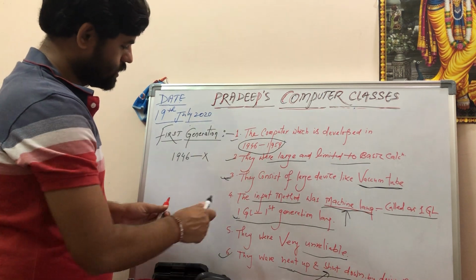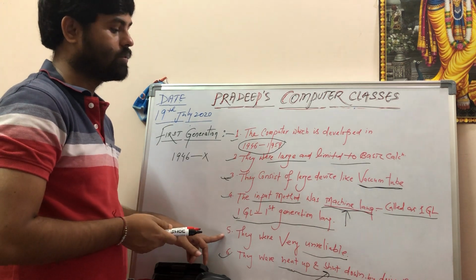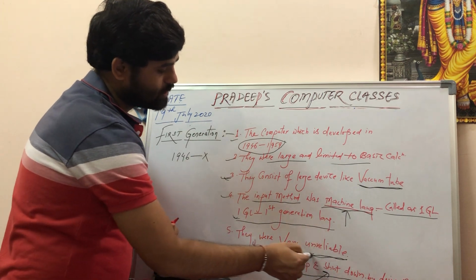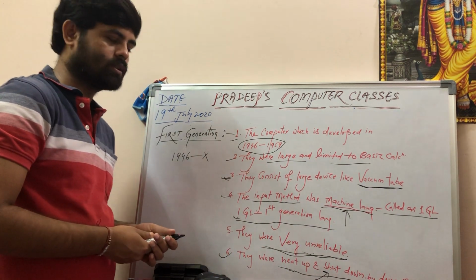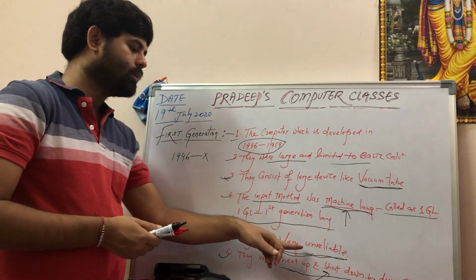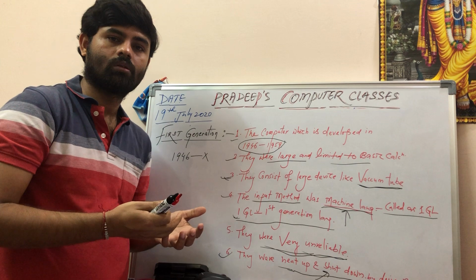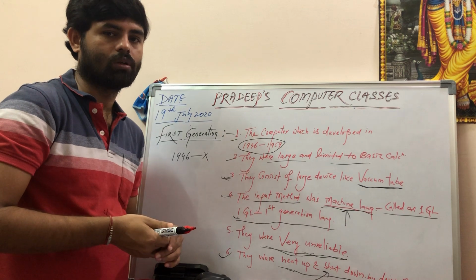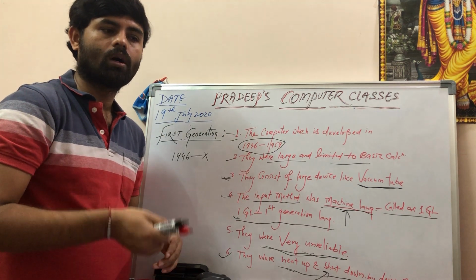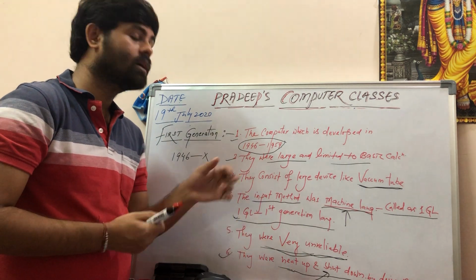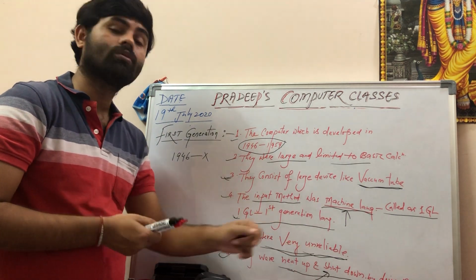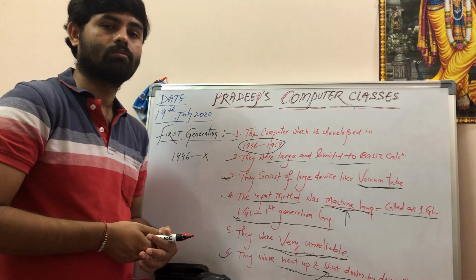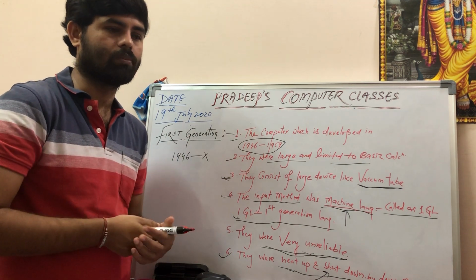Okay, the next point is that they were very unreliable. First understand reliable, then you can understand unreliable. Reliable means you can have faith in something. If I say you are a reliable person, it means I believe in you. Unreliable, where un is the negation of reliable, means I am not believing in him. I cannot believe this person, he might change at some time.